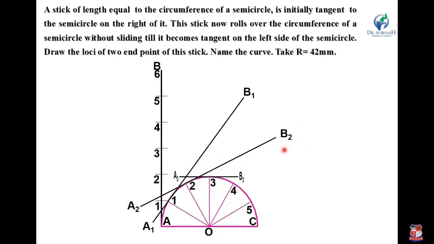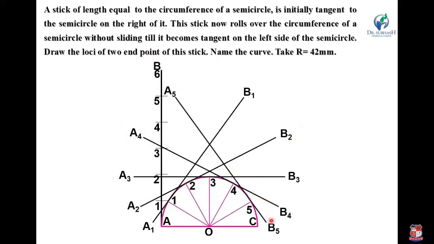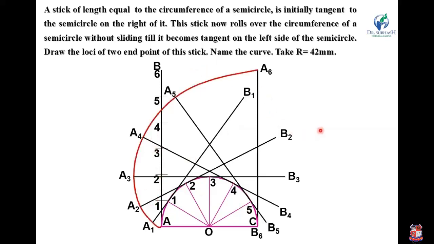Now similarly, another position is A3 B3, so point 3 will match with this point 3. Similarly, you will get the positions A4 B4, A5 B5, and finally A6 B6. Now join all these points A1 to A6 and B1 to B6. So these two curves are known as involutes.